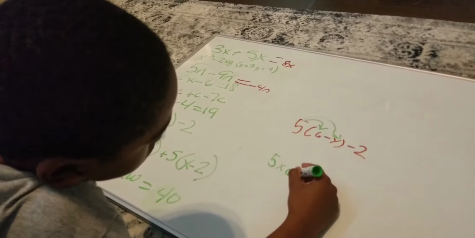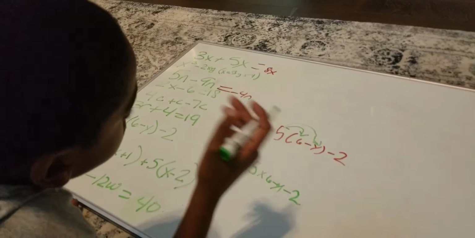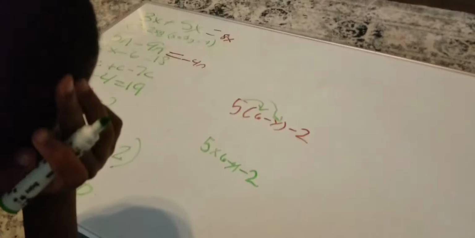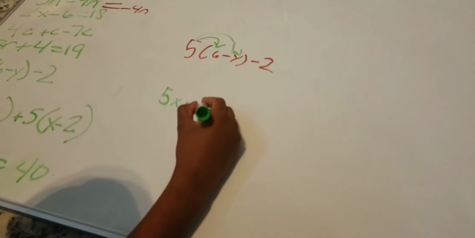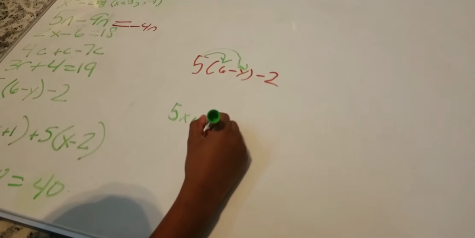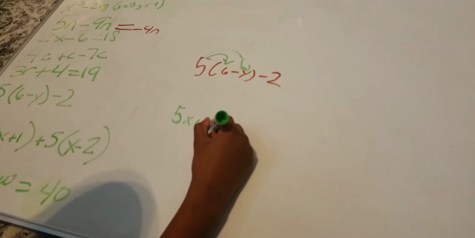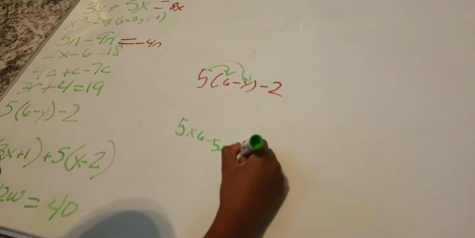So 5 times 6, very good. You're distributing the 5 to the 6. And then what else are you distributing? Go ahead and just write the whole thing. You're doing step by step. So we have 5 times 6, minus what else are you distributing? Go ahead and write that out too. 5 times y. Very good. And then what else do we have left over?